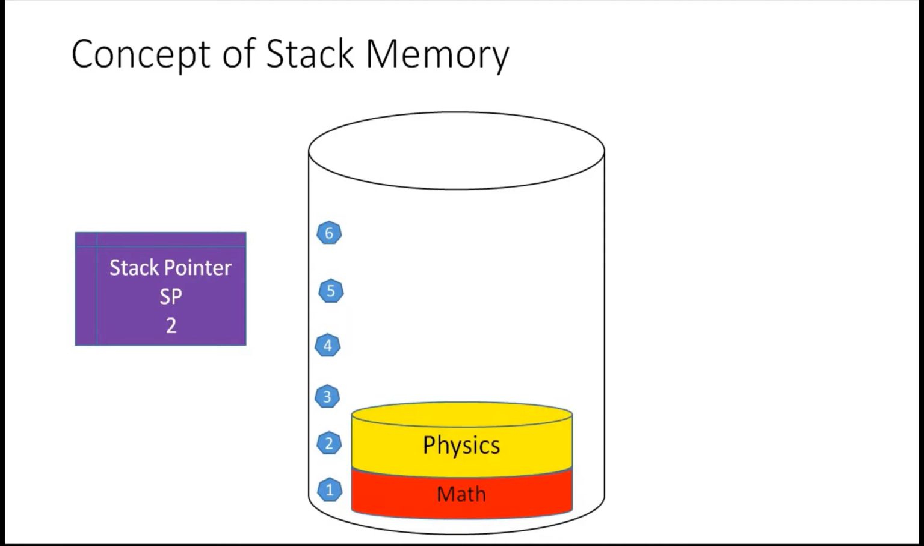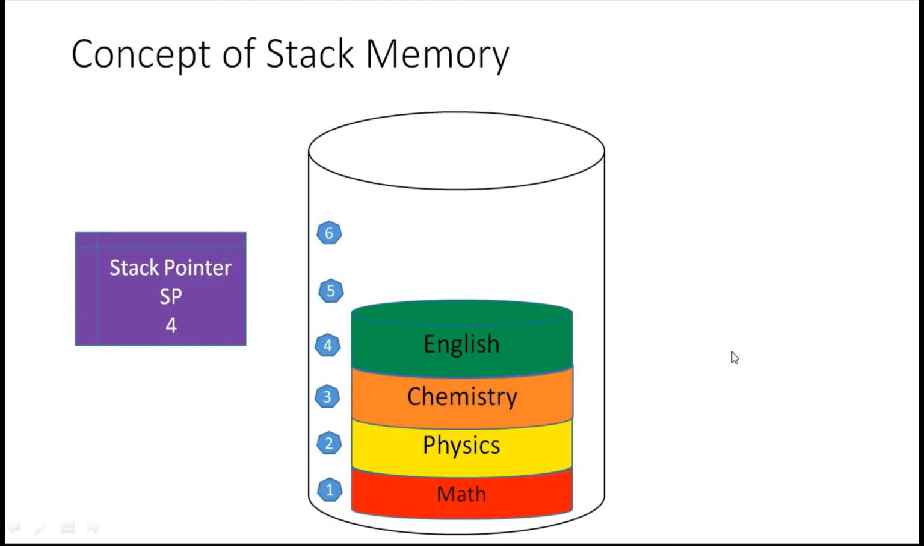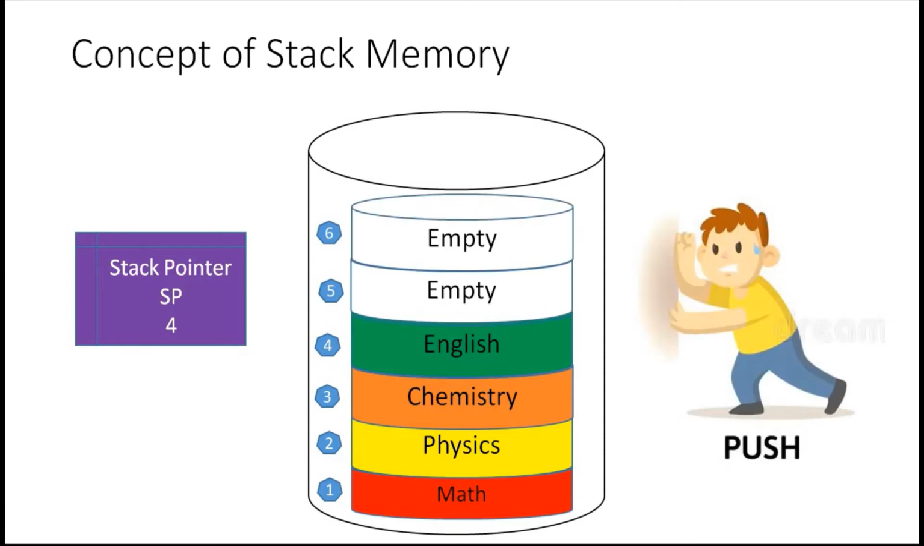Then we will put the second book, that is physics, at the second position. Your SP will indicate that the second position is full. Then we will put the next book, that is chemistry, at position number 3. It will indicate that position number 3 is filled and the next is empty. After that, we will put the next book, that is English, at position number 4. It means this SP will indicate that position 4 is filled. After that, we don't have a book. So my position number 5 and position number 6 are empty.